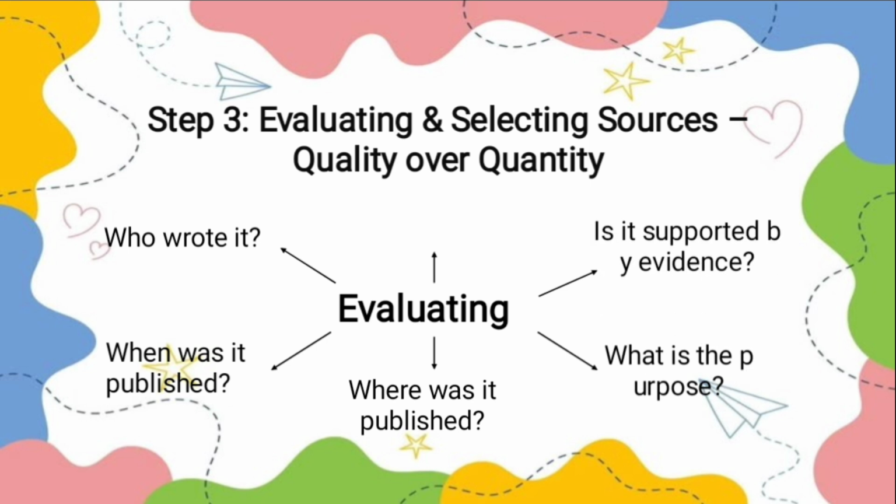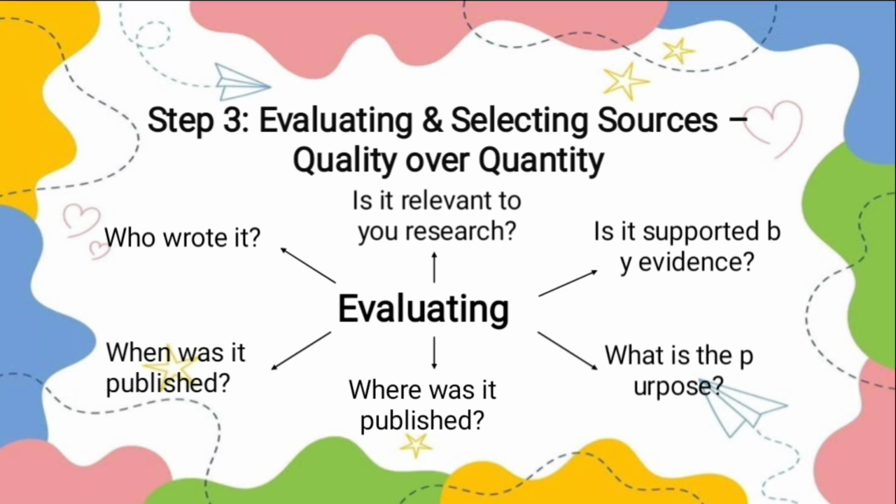Is it supported by evidence? Does the author back up their claims with the data and proper citations? Or is it relevant to your research question? Does it actually address the specific questions you're trying to answer? Then you select. So based on your evaluation, you choose the sources that are the most relevant, credible, and high quality to include in your literature review. You might have to leave some sources out if they aren't strong enough or don't directly relate to your topic.